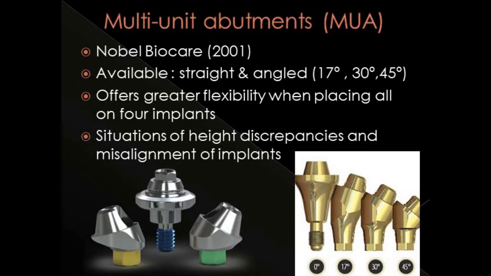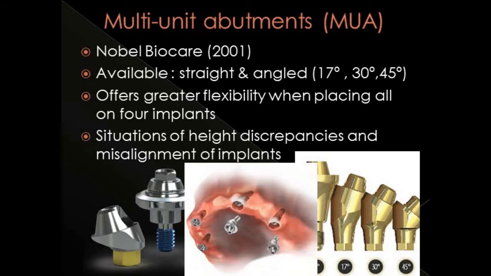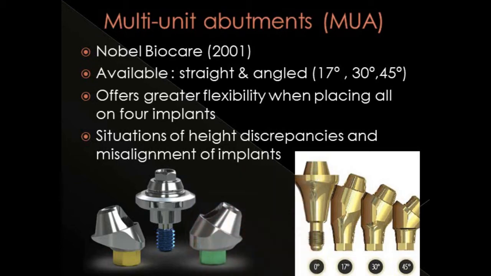Coming to multi-unit abutments, which was introduced by the company Nobel Biocare in the year 2001. So these abutments were used when restoring a full arch screw retained implant prosthetic case, that is an all-on-4 case. So in such cases, even a minimal discrepancy in the implant interface axis can cause restorative challenges, and multi-unit abutments can overcome these restorative challenges because of a wide variety of angles as well as collar heights. So they are available as straight and angled, that consist of 17 degree, 30 degree and 45 degree.